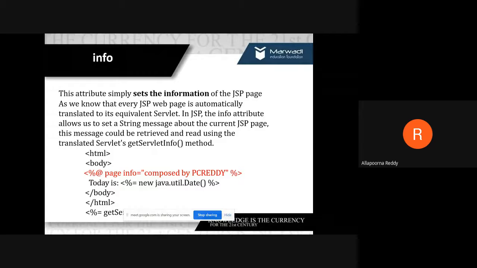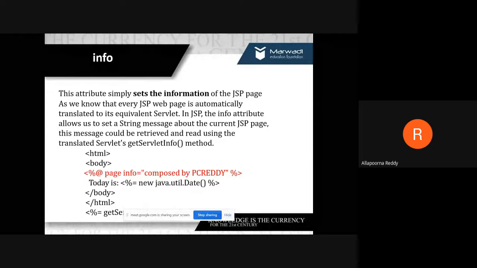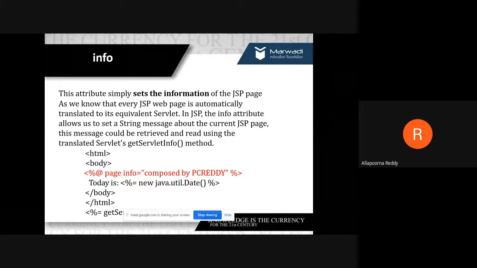But whatever information you set, you may want to retrieve that message later. The message you kept for that particular page, you want to get it back, and that is possible by using one method. What is that method? It is called the getServletInfo method, which will give whatever information you set for that page; we can easily get it by that method. So I will show an example of how we set the information and how we retrieve it using the getServletInfo method. We will see it with an example now.